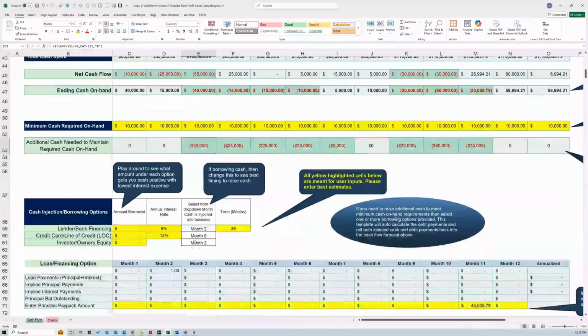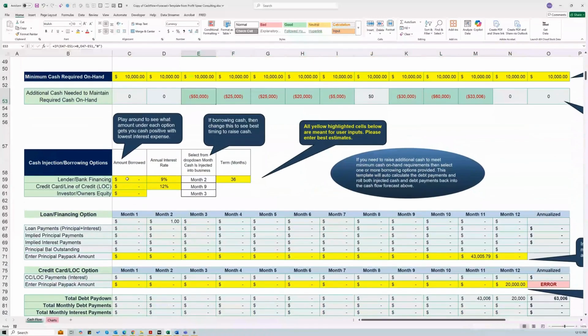And for that, you also have a section down below which will allow you to raise cash either from a bank loan or a line of credit or any investor equity, and you can inject cash into your business from these sources in a particular given month. This model is going to calculate the implication of that. So how much is the interest going to be, how is it going to impact your cash position each month. And it can also show you when you can pay it off, so that you can have no debt on your books, so to speak.